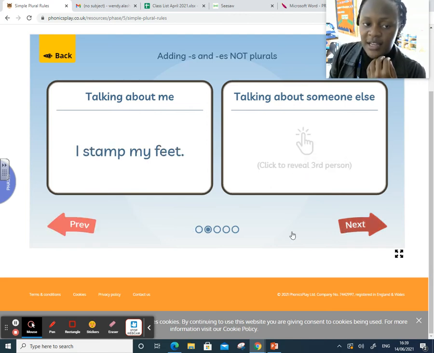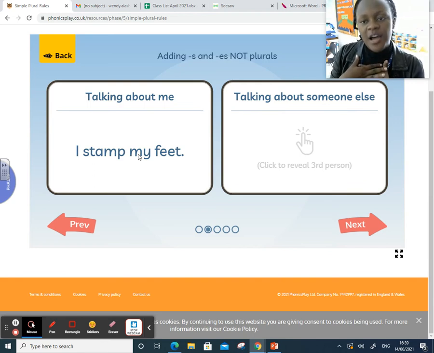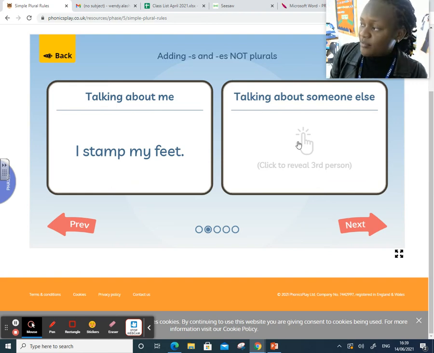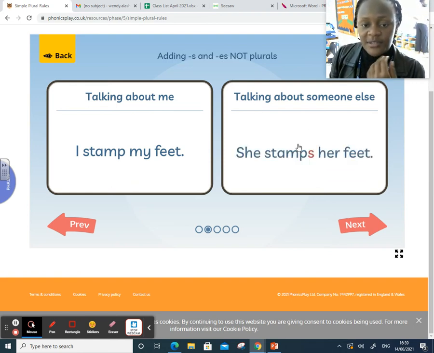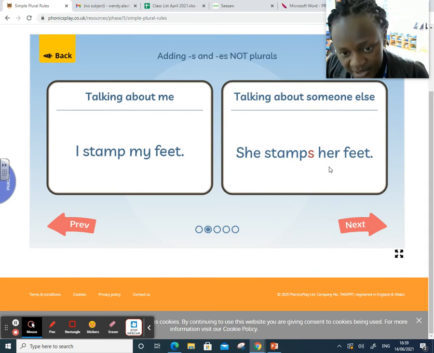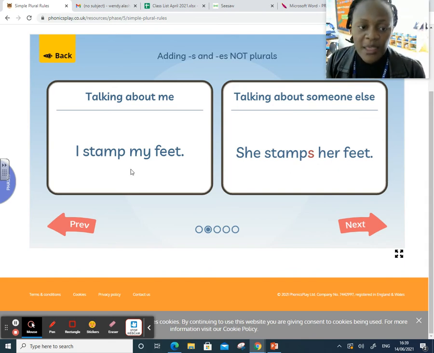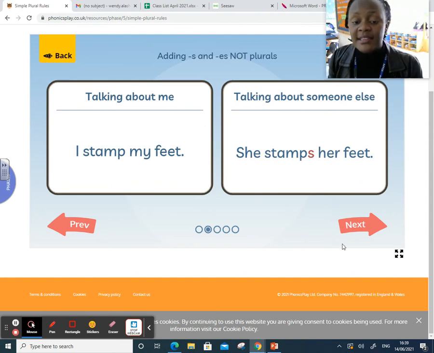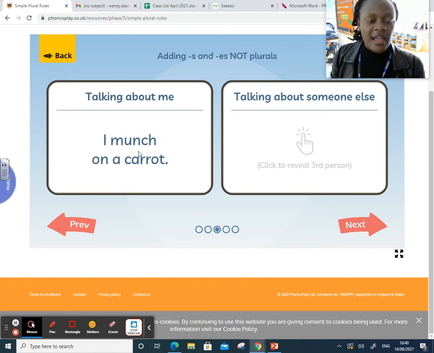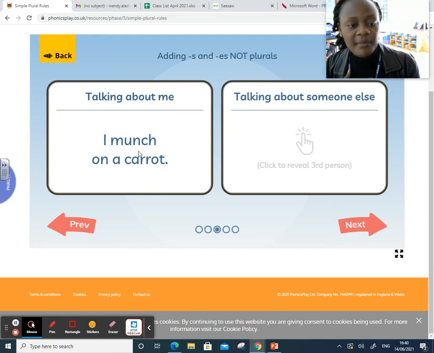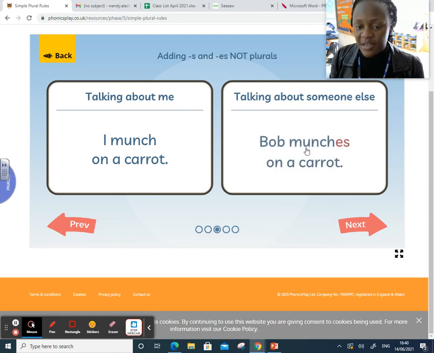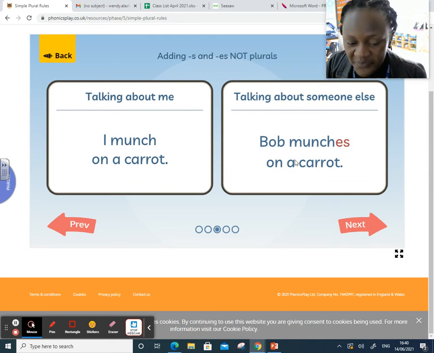Let's read another one. Talking about myself, I'll say, I stamp my feet. But if I was talking about someone else, if my friend was the one stamping her feet, I'll say, she stamps her feet. See, when I'm talking about myself, no s. When I'm talking about my friend, I add s to the verb. Talking about me again, I munch on a carrot. Talking about someone else, Bob munches on a carrot.